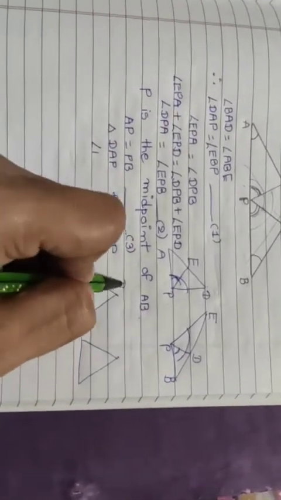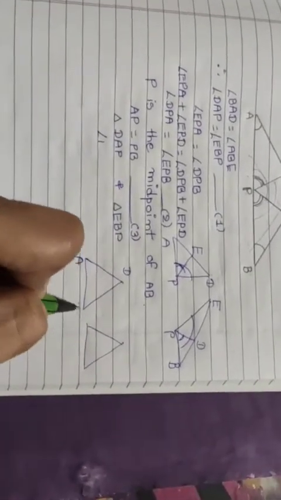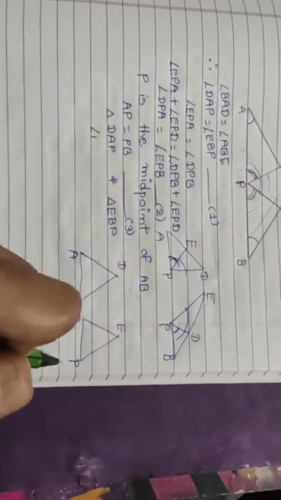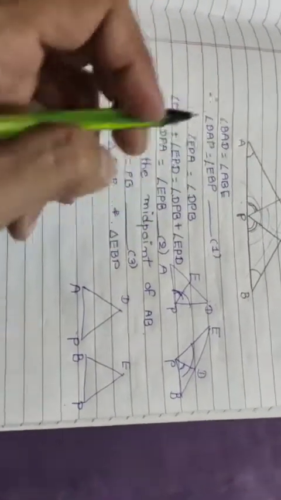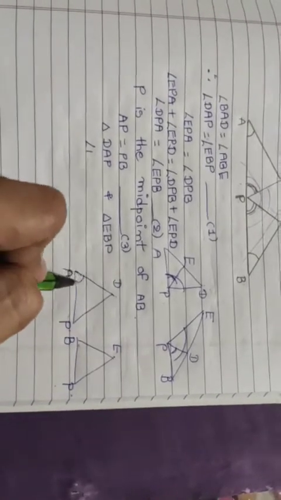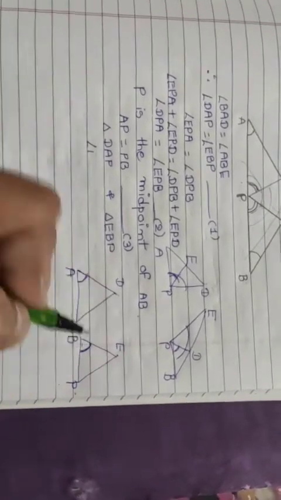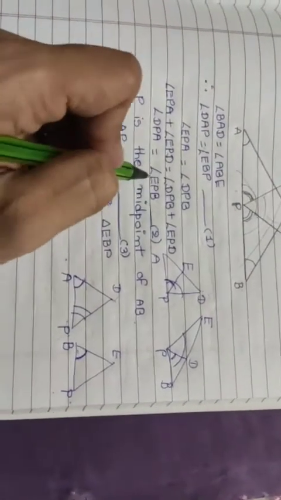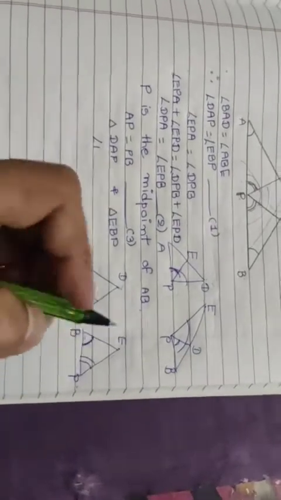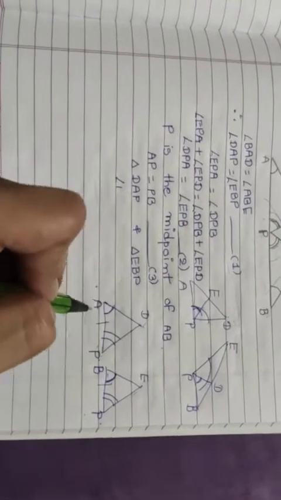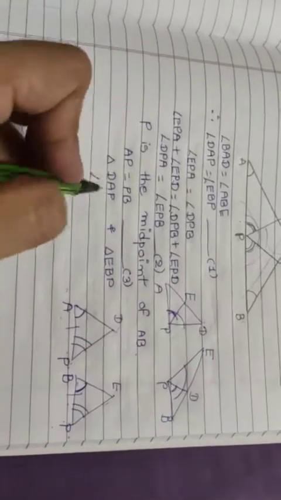Now it is DAP and here it is EBP. Now we can see that DAP angle is equal to EBP. That means this angle is equal to this angle. Second one, DPA, that means this angle is equal to EPB. That means there is this angle, and AP is equal to PB. Two angles and included side. That means ASA congruence rule.